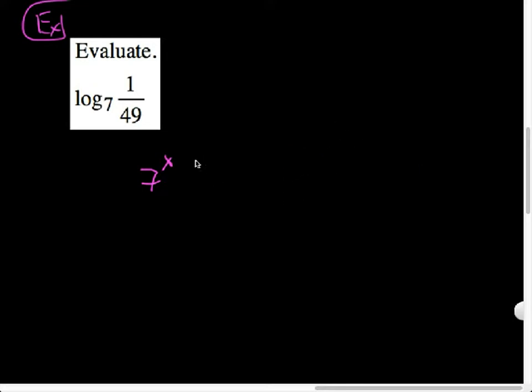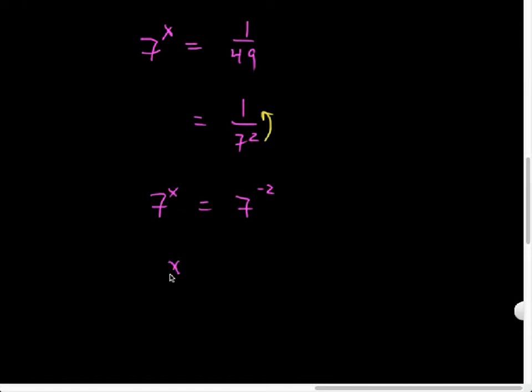Okay, there we go. So 7 to the x equals 1 over 49. Now, I don't know if you guys realize this, 1 over 49 is the same as 1 over 7 squared, right? Which I could rewrite as 7 to what power? -2. So x must equal -2.